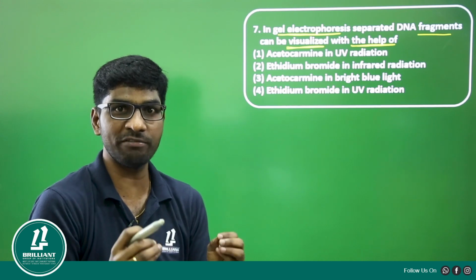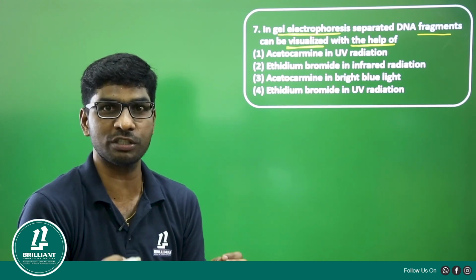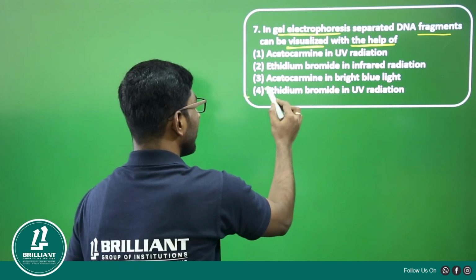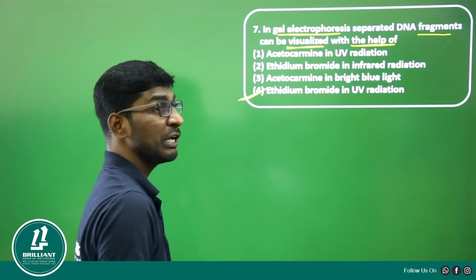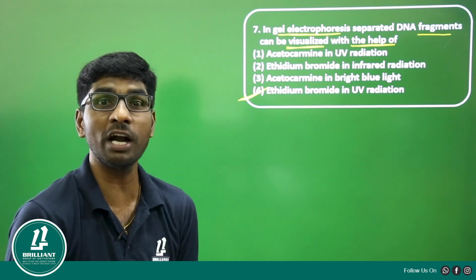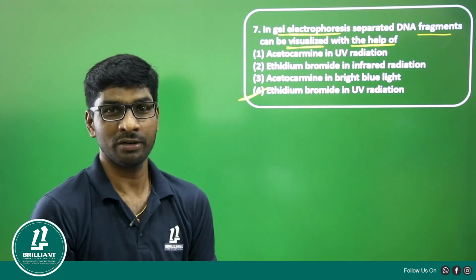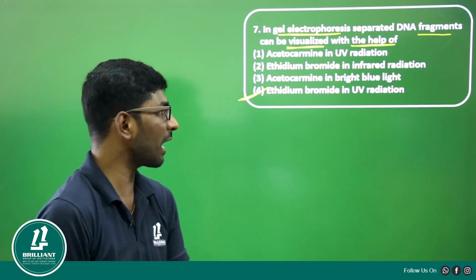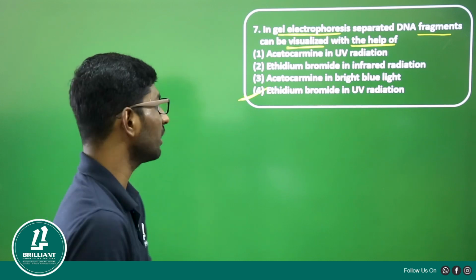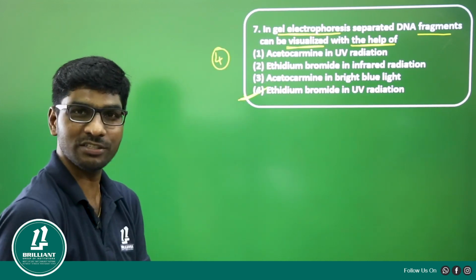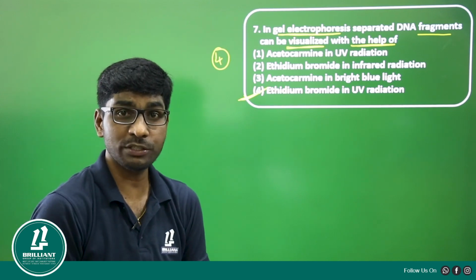As we know, when we expose this gel electrophoresis plate to ethidium bromide in UV radiation, we can easily visualize what? Small fragments and large fragments of what? DNA, right? So the right answer of this question is ethidium bromide in UV radiation. So question number 7 answer is 4. Shall we go to the next question?